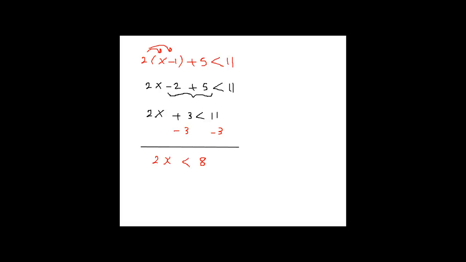So what's the next step? Divide both sides by 2. So we get 2x less than 8. We divide both sides by 2. Now, as long as you divide or multiply by a positive number, the direction of inequality stays the same as it was before. If you divide or multiply by a negative number, you just have to remember that the direction of inequality changes to its opposite sign. So that would be x is less than 4.